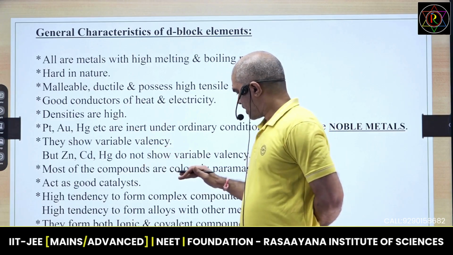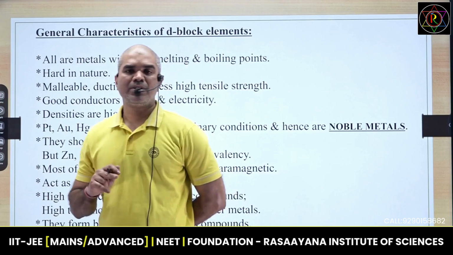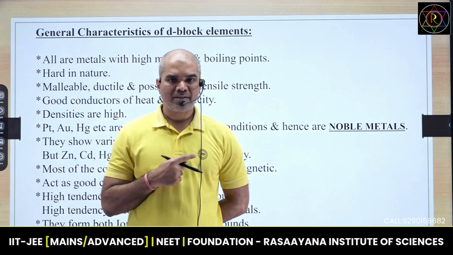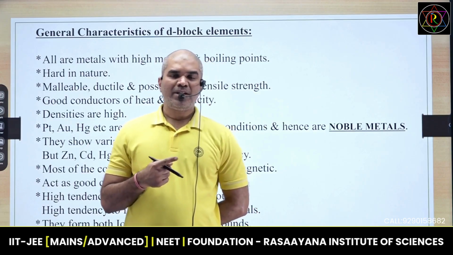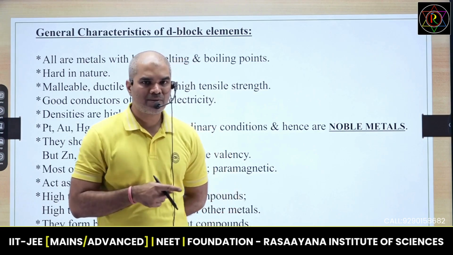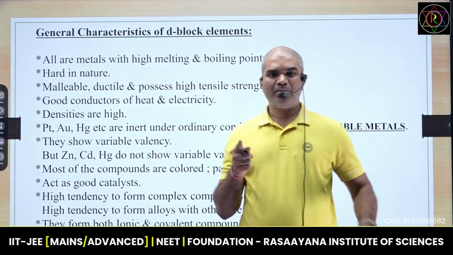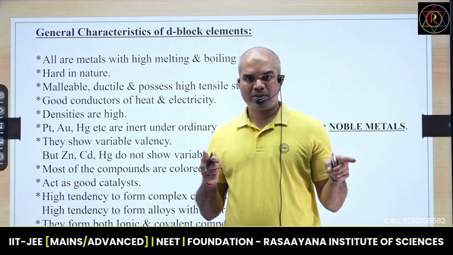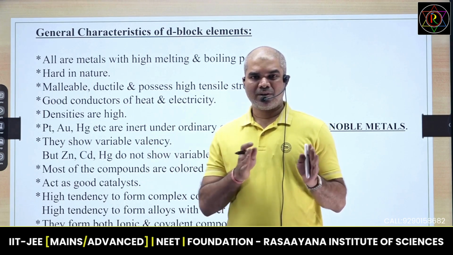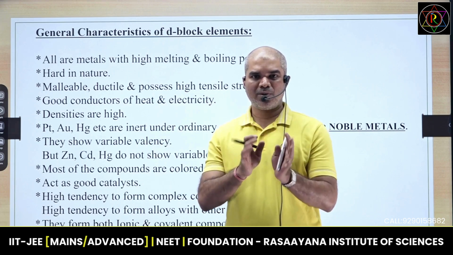Most of the compounds are colored and paramagnetic. They are colored and paramagnetic because these are ready to form complexes, coordinate complexes. They can form ionic complexes, covalent complexes, and coordinate covalent complexes also. When I consider S block, they mostly form ionic compounds. When I consider P block, they mostly form covalent compounds. When I consider D block, they can form all these types: ionic, covalent, coordinate covalent also. Coordinate covalent is like a combination of ionic and covalent.